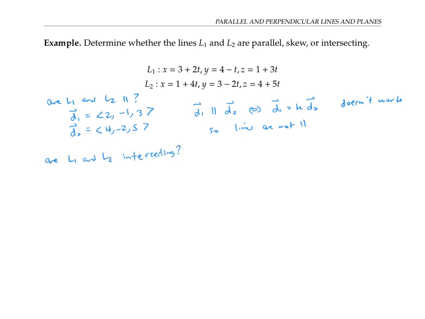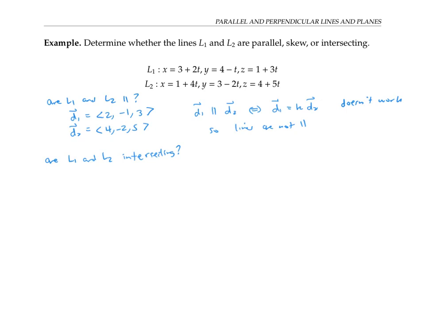Next, let's decide if L1 and L2 are intersecting. Normally, to find if two objects intersect, I solve the equations together. But there's a tricky little detail here. Right now, L1 and L2 are written in terms of the same parameter t. So if I solve these equations together, I'd be looking for a value of t, the same value of t that made my x coordinates, y coordinates, and z coordinates the same.